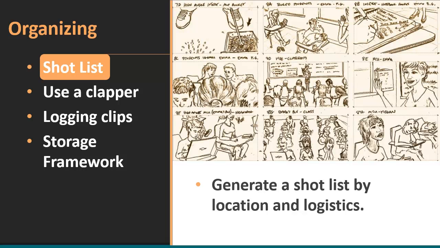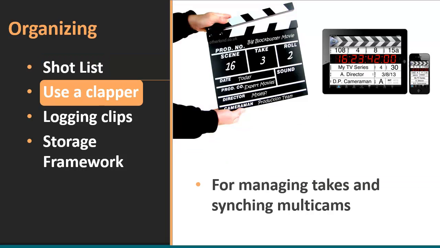To make sure you shoot everything you need at each location, you need a shot list, which is exactly what it sounds like. It's a checklist of each shot on your storyboard, arranged in the order that is most practical to shoot. What else do you need?